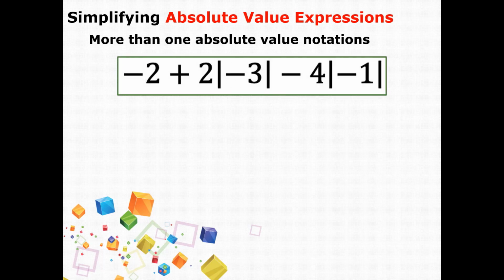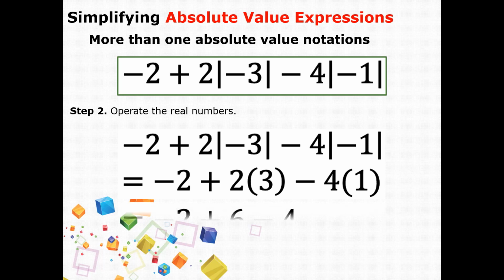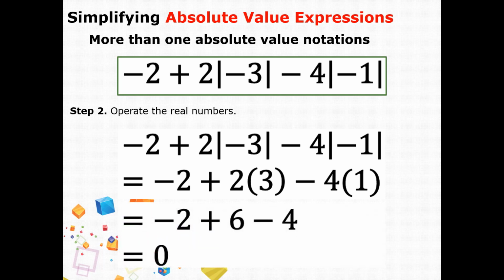Same processes will be applied in this example. We need to simplify the notations separately. So the absolute value of negative 3 is 3, absolute value of negative 1 is 1. And the next step is to simply operate the real numbers. Our answer is 0.